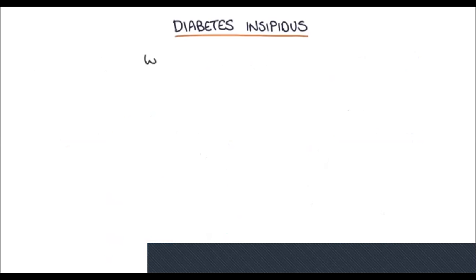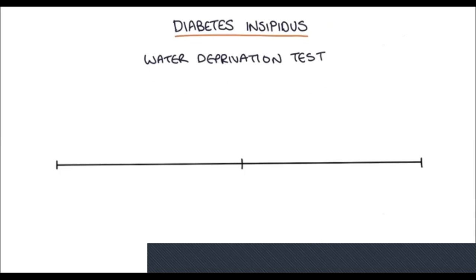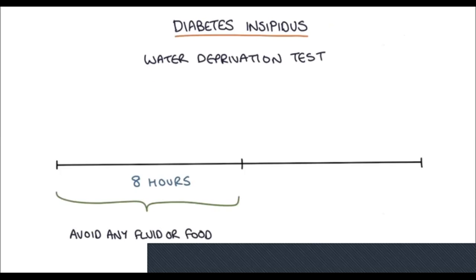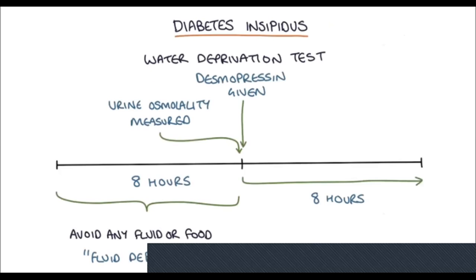The next test is called a water deprivation test. The water deprivation test is also known as the desmopressin stimulation test, and this is the test of choice for diagnosing diabetes insipidus. So how do you do it? Well, firstly, the patient needs to avoid taking any fluids or food for 8 hours prior to the test, and this is referred to as fluid deprivation. Then the urine osmolality is measured, and synthetic ADH or desmopressin is given. 8 hours later, the urine osmolality is measured again.